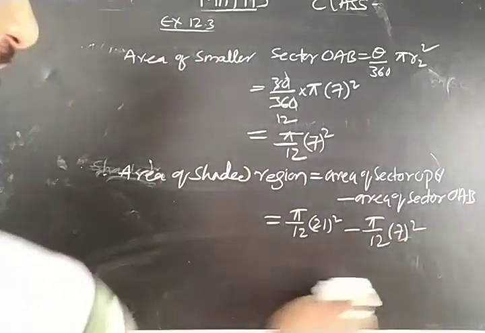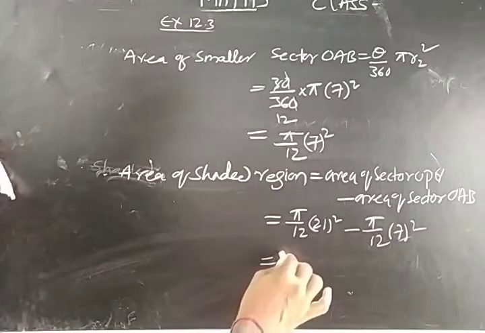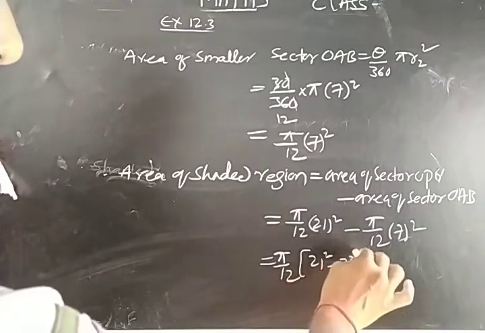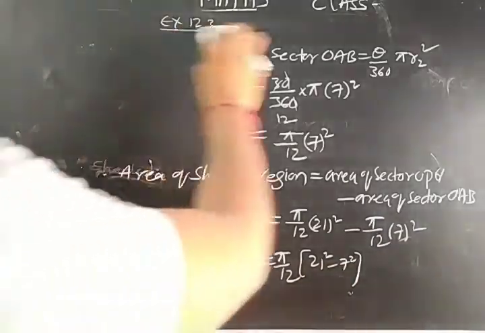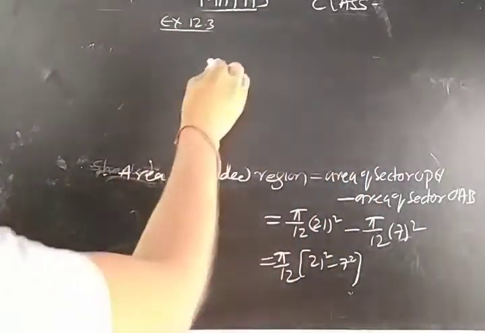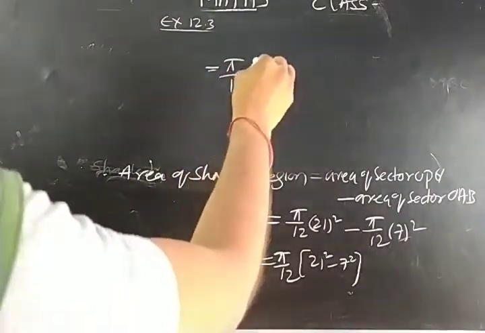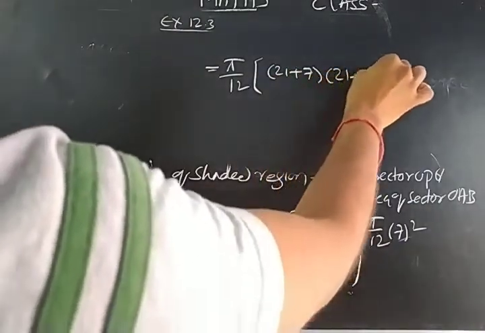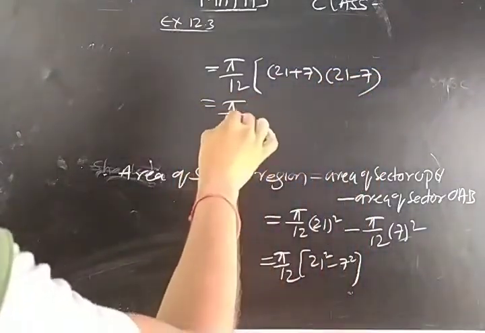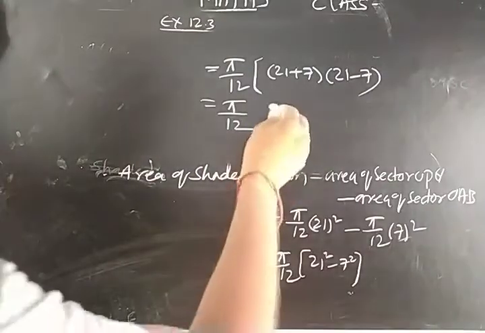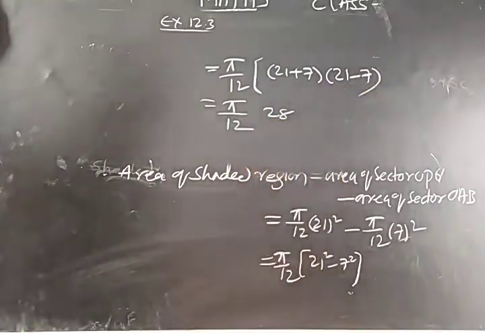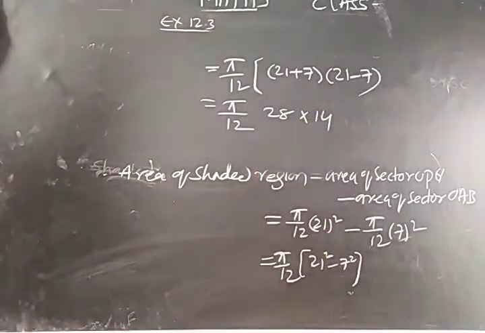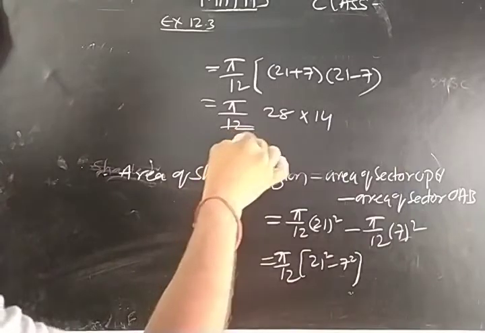Now take pi by 12 common. 21 squared minus 7 squared, how can we simplify? a squared minus b squared. Using a squared minus b squared, you can easily find 21 plus 7, 21 minus 7. Pi by 12, 28, 21 minus 7, 14.